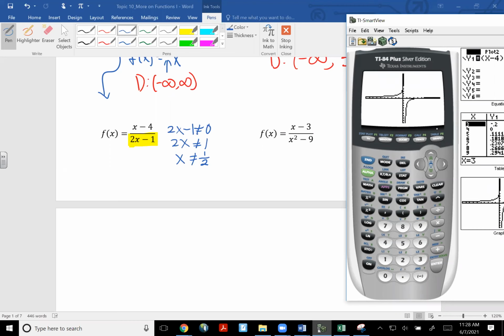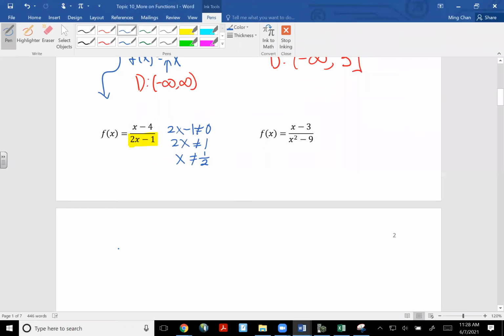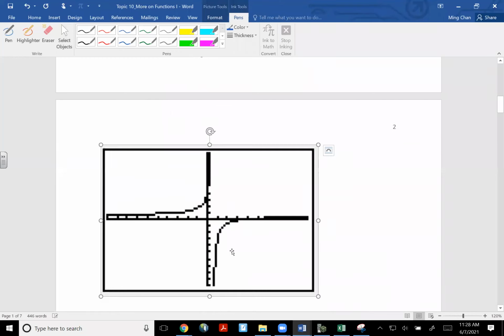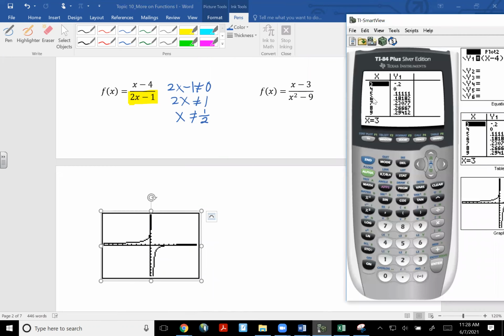Similar to the one we saw earlier, where the denominator is to the first power, right? It's a power of 1 down here. But I know ahead of time, x cannot be a half. I know x cannot be a half, but I'm not going to be able to see it on my table because my table is only using integers.